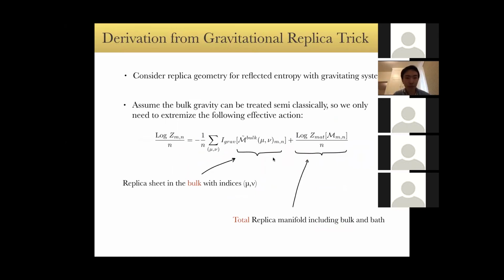So let's consider the replica geometry for the reflected entropy with a gravitational system. And I assume that the bulk gravity can be treated semi-classically, so we don't consider the bulk to be quantum mechanical. I treat it only with the saddle point of the gravity with the partition function of matter theory.